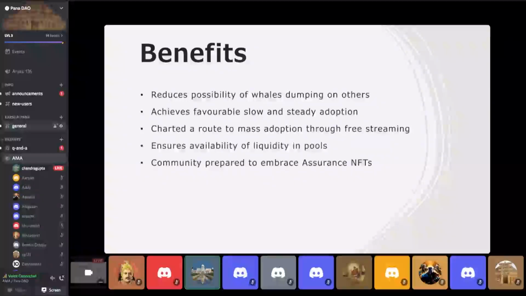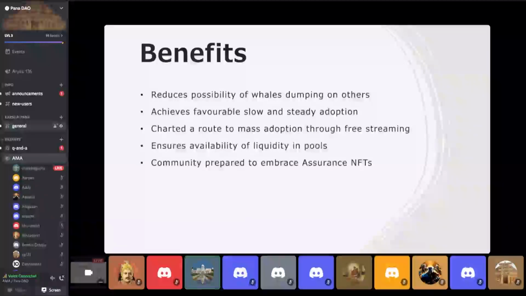It will lead to a good growth of the liquidity pools, which would give us a good platform to launch assurance NFTs for the protocol. At the end of this, the community would be well trained with the bonding mechanism. They would know the market, the ins and outs of bonding mechanisms, and also how to trade the token in the liquidity pools, or how to get hold of LP tokens.